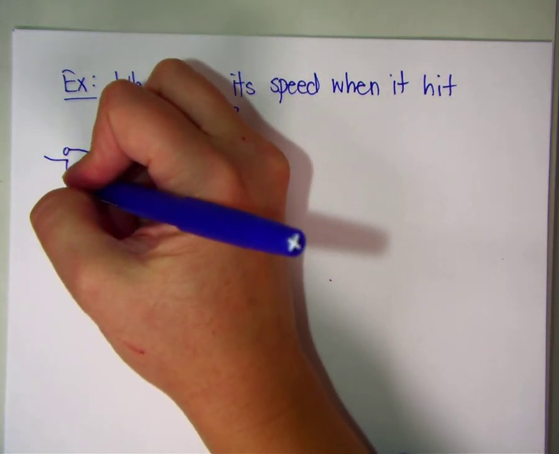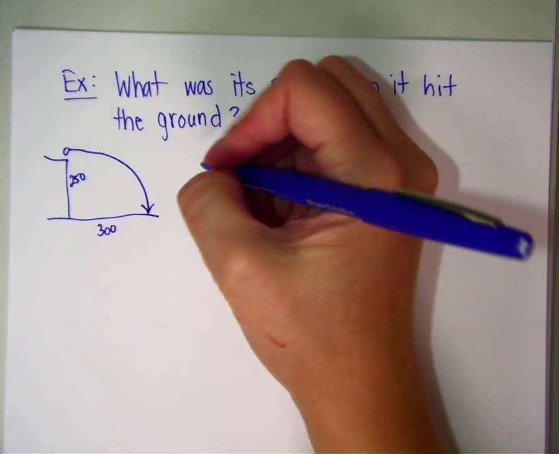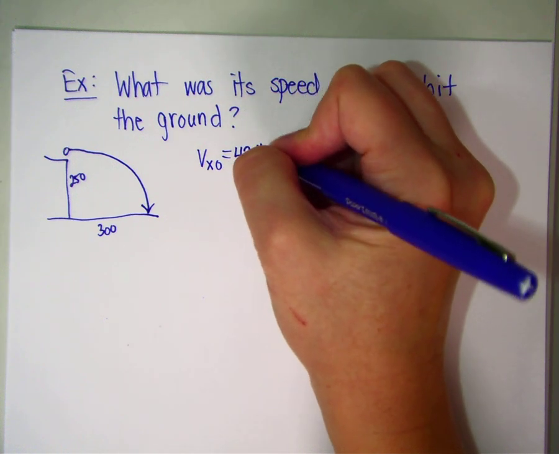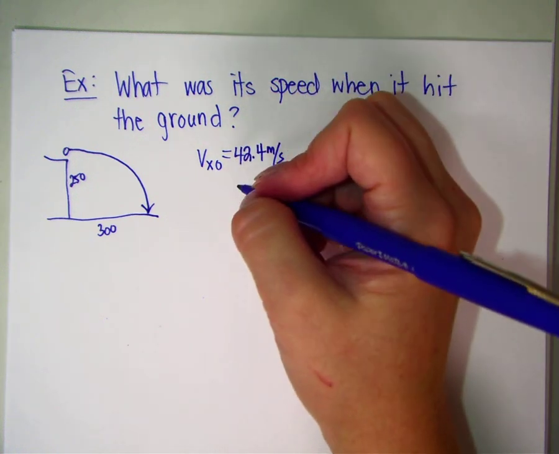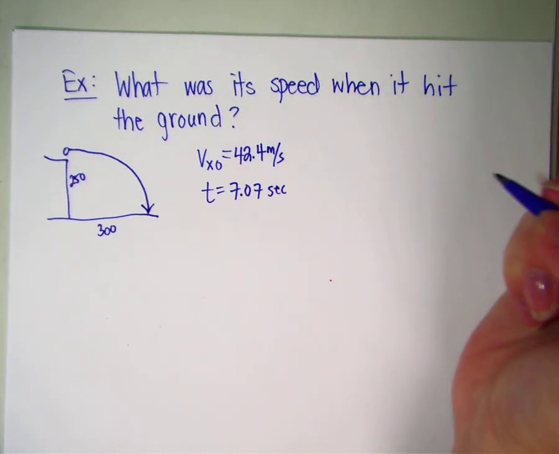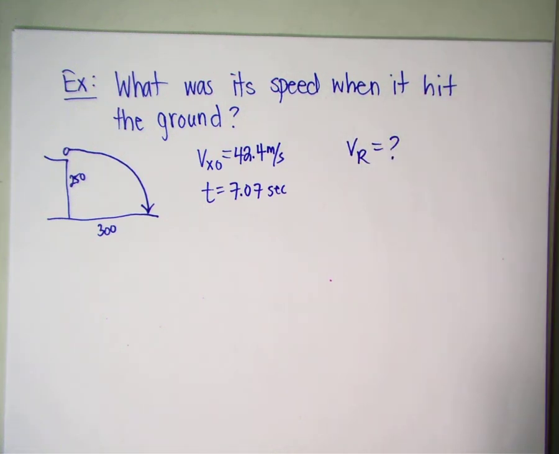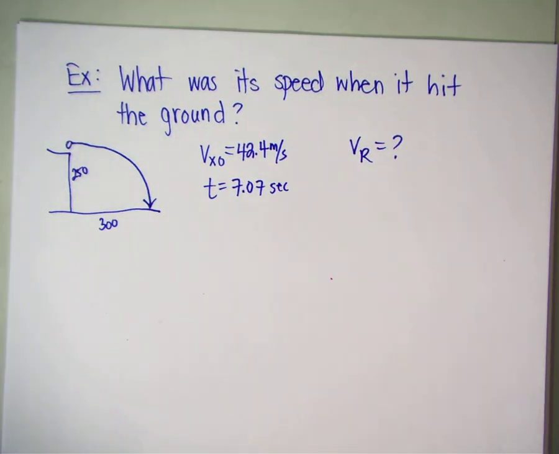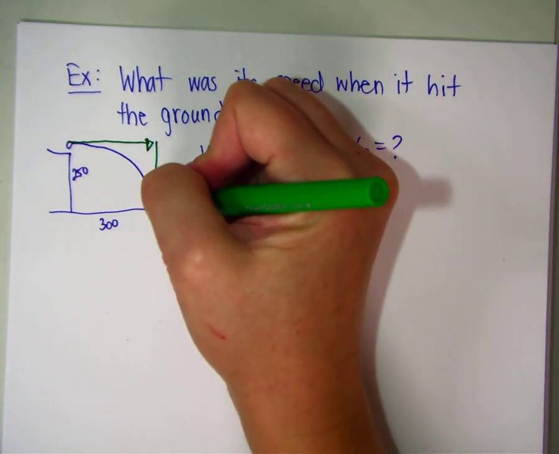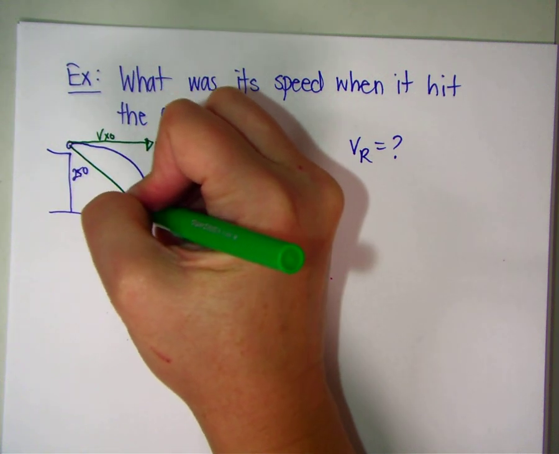We know that we started 250 meters above the ground and it landed 300 meters away. We just solved for our horizontal initial velocity, right? We know that the time it takes is 7.07 seconds. I want to know what is the velocity when it hits the ground. I like to call it my resultant velocity. So what that looks like in vector terms is this right here.